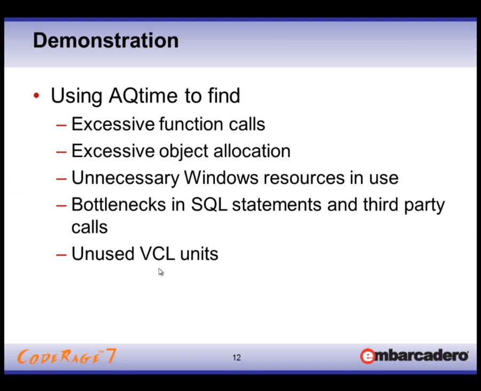So just to summarize, as I was going through the 5 tips, we looked at different aspects of the product functionality, and we also looked at different ways to look into specific potential root causes of performance problems that you may be experiencing. We looked at excessive function calls, excessive object allocation, including Windows resources, bottlenecks in SQL statements and third-party calls, and any unused code that you may have in your application.